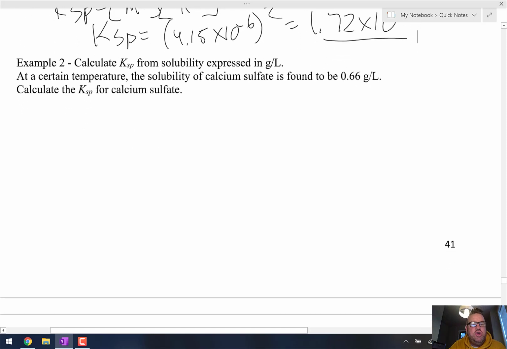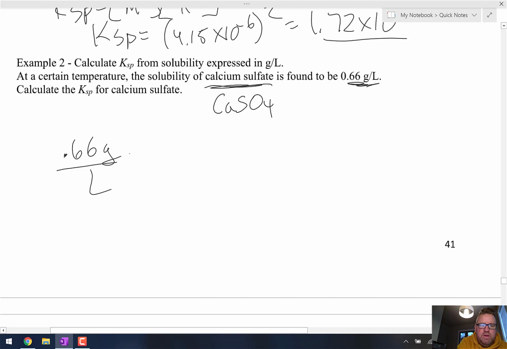Okay, example 2, they want us to calculate the KSP again, but now they're giving us the solubility in grams per liter rather than in moles per liter. So the first thing that we're going to have to do is we have to know the chemical formula of calcium sulfate, and they would give that to you on the test. It is CaSO4. So what we need to do is take 0.66 grams per liter of CaSO4 and just convert those grams to moles.